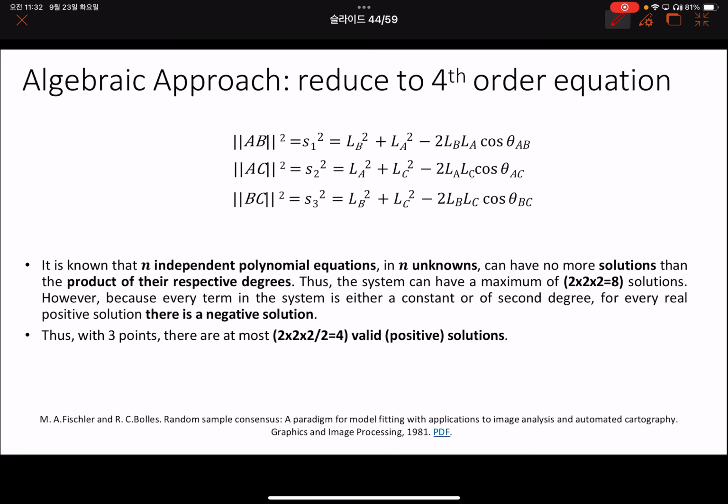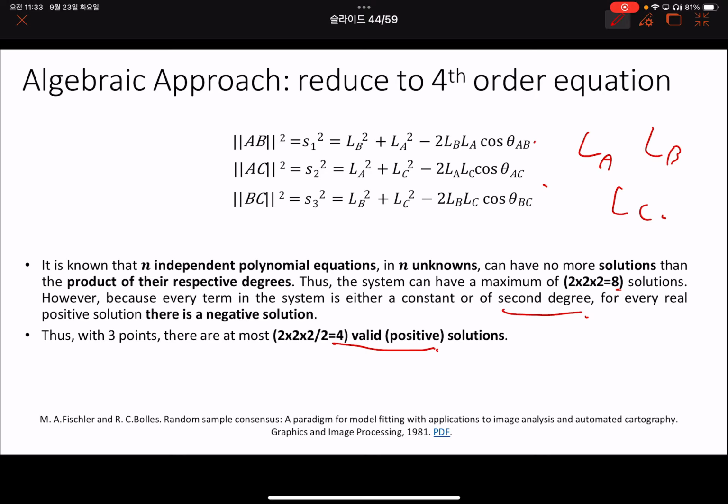And it is known that n independent polynomial equations in n unknowns can have no more solutions than the product of their respective degrees. Thus the system can have a maximum of 2 times 2 times 2, which equals 8 solutions, because every term in the system is either a constant or of second degree. For every real positive solution, as I said, we're interested in LA, LB, LC, the lengths, so they need to be positive. So we exclude negative ones. Then out of 8 solutions, we only have 4 valid positive solutions.